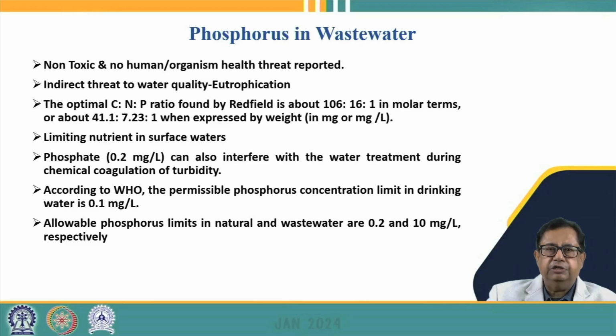The World Health Organization has given the permissible phosphorus concentration in the drinking water to be around 0.1 milligram per liter. Similarly, the allowable phosphorus in the natural waters should not exceed 0.2 milligrams per liter, whereas in the wastewater it should not be more than 10 milligrams per liter.